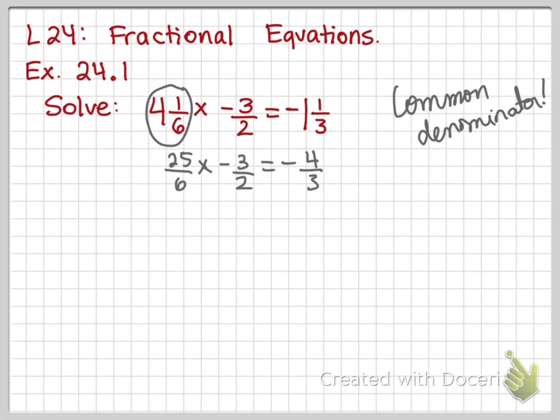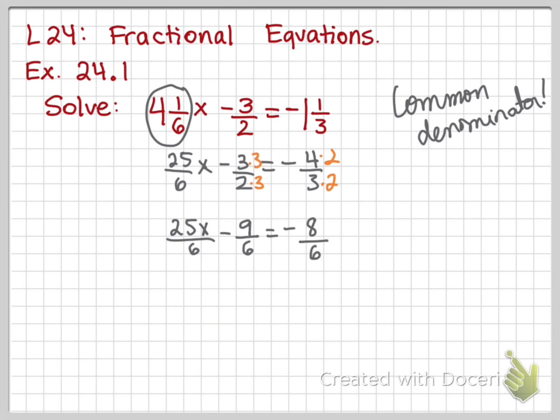And now we look for the common denominator. The common denominator is 6. So 25 stays the same. The 2 we have to multiply times 3. So we get negative 9 over 6. And then the 3 we have to multiply times 2. Remember, what we do on the bottom, we do on the top also. So that would be negative 8 over 6.